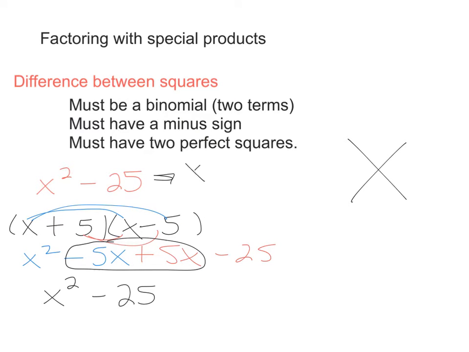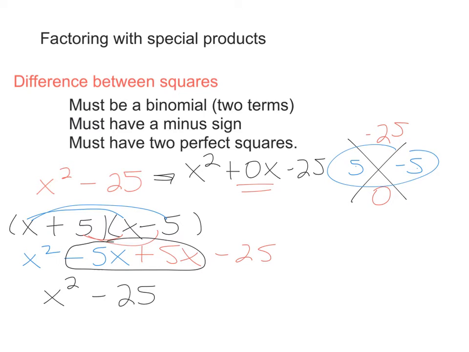So, let's think about it this way. This problem is x squared plus 0x minus 25. So when we do our X, what numbers multiply to get negative 25, that add to get 0, that middle term? Well, you have 5 and negative 5. 5 times negative 5 is negative 25, and 5 plus negative 5 is 0. So that's where your x plus 5, x minus 5 comes in. If you're still not comfortable with just knowing the shortcut, you can always go back to doing the X.